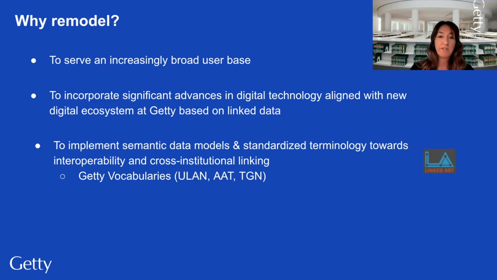This also gave us the opportunity to enrich the GPI with explicit and fully documented semantic data models, and also rely on shared terminology, such as the Getty vocabularies, which include the Union List of Artist Names, or ULAN, the Art and Architecture Thesaurus, or AAT, and the Thesaurus of Geographic Names, or TGN. All of this allows us to form explicit connections between our data that have always existed, but were obscured either by the way they were presented or because they had never been captured computationally or systematically.